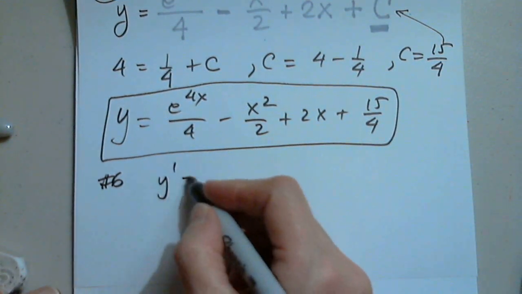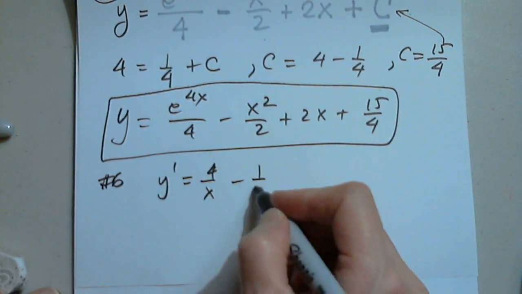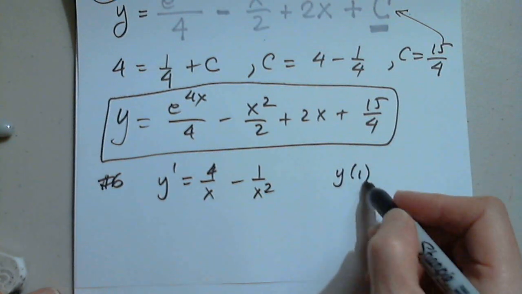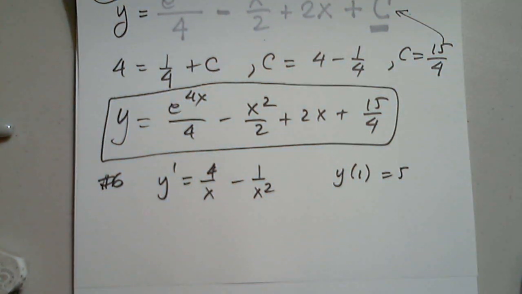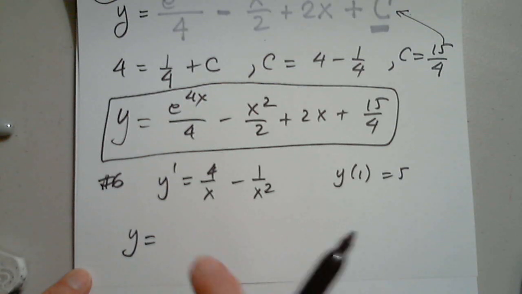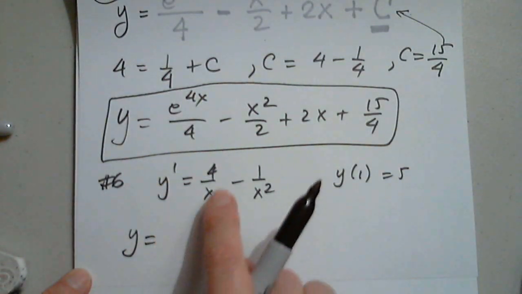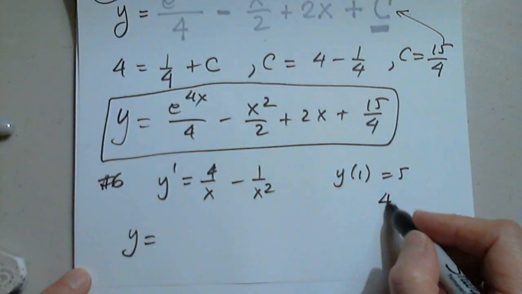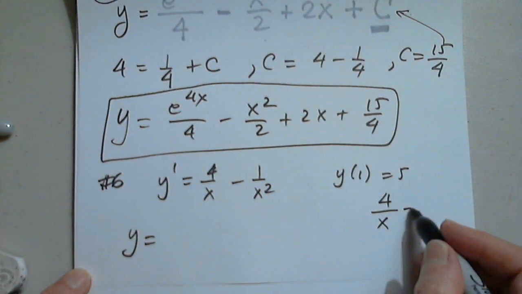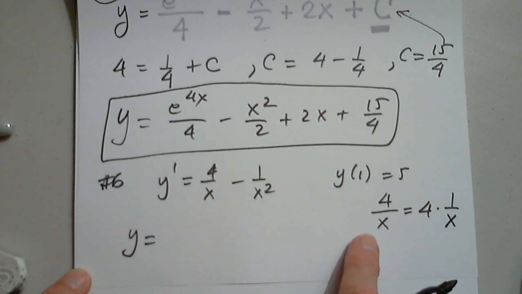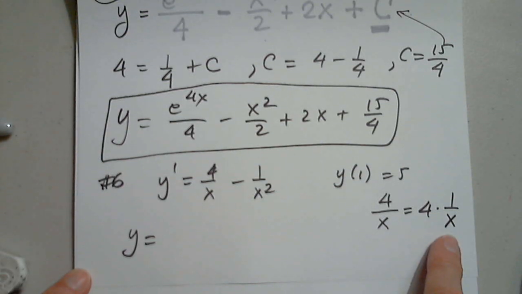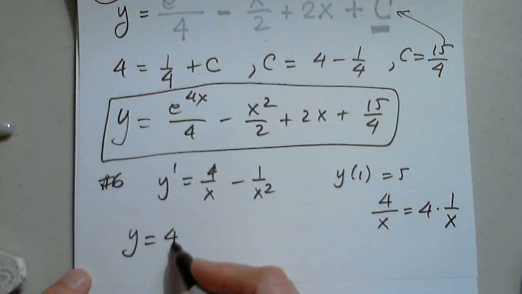6. y prime equals 4 over x minus 1 over x squared, and we are given y is 5 when x is 1. Good. Nothing new. Which function do I differentiate to get 4 over x? Please understand that this can be written like this. You should always look at this and think of that. So then 4 is outside.